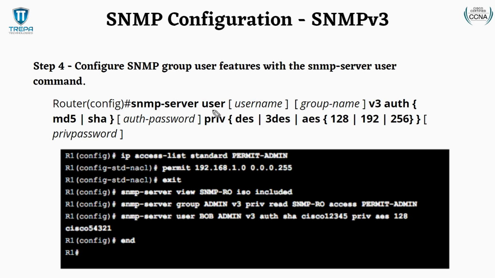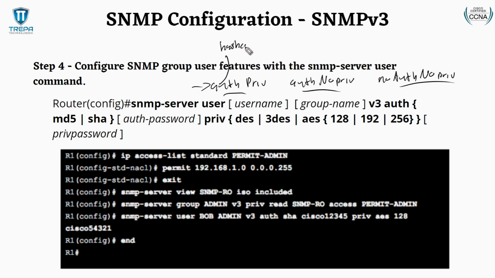And then we need to configure the user. So this is where we get into that security model of auth and priv, or auth, no priv, or no auth and no priv. So here's where we define our security models. So in this example, we're going to configure auth priv, which is going to give us a hashed password, and use, well, yeah, just a password, but part of that username and password. And then priv is going to let us encrypt the SNMP payload.